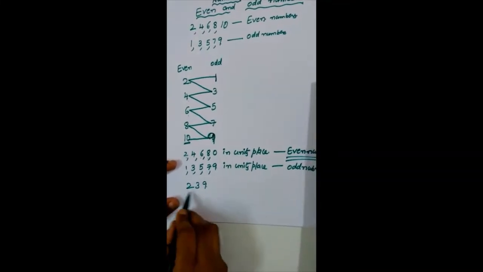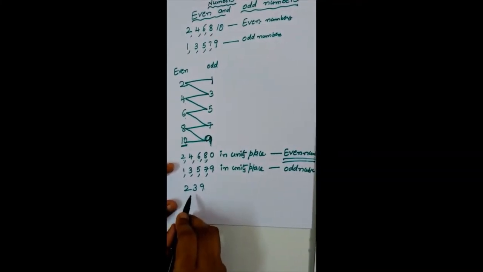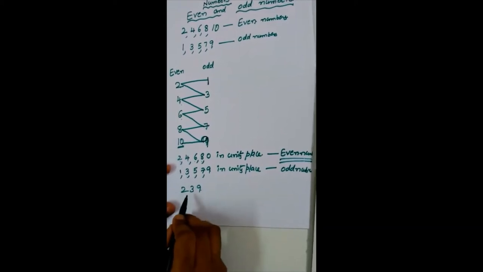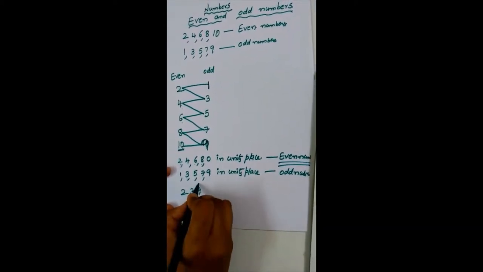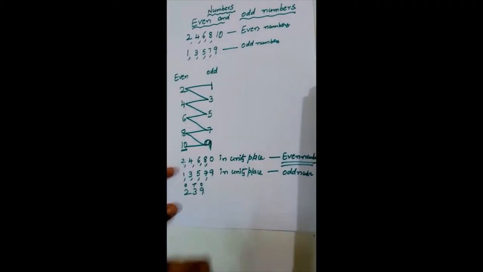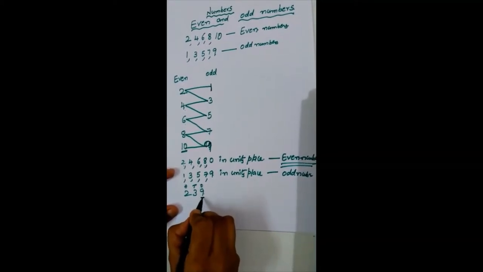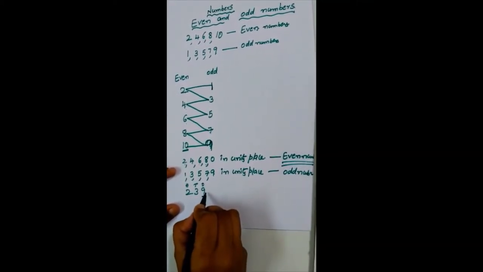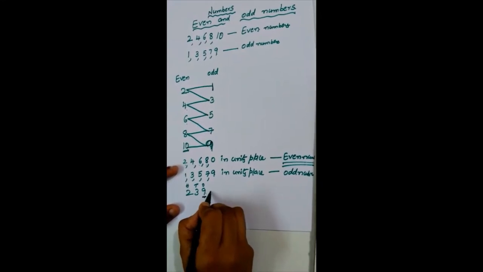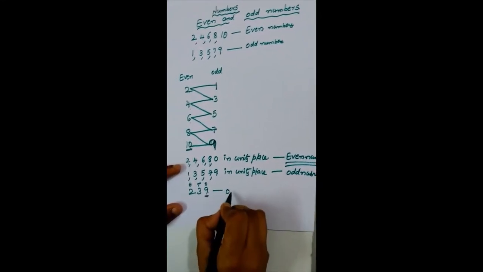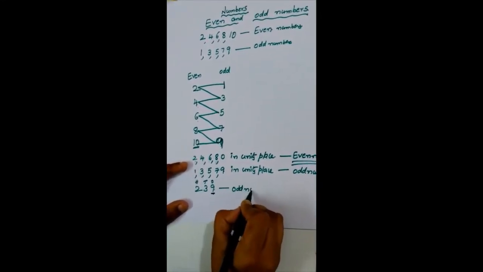For example, the number 239 is there. How many digit number is this? 3 digit number. So how to identify whether this number is even or odd? By seeing the ones place of this number. What is the ones place here? 9. So 9, is it even or odd? Odd number. So 239 is an odd number.